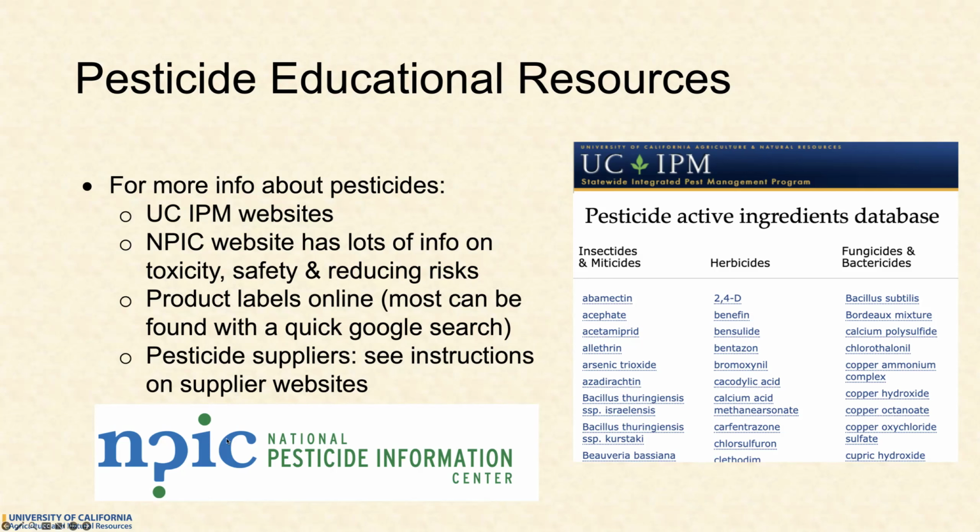Also, I want to make sure everyone knows about the National Pesticide Information Center, so NPIC. This website has a lot of info on toxicity and safety and reducing risks. You can actually find a lot of product labels online. So if you want, you can actually just find a lot of these labels with a Google search. If you want to learn more about them before you buy them, you can also talk to your supplier. And some suppliers have instructions and sort of like supplemental information that's, I think, really helpful on their websites as well.